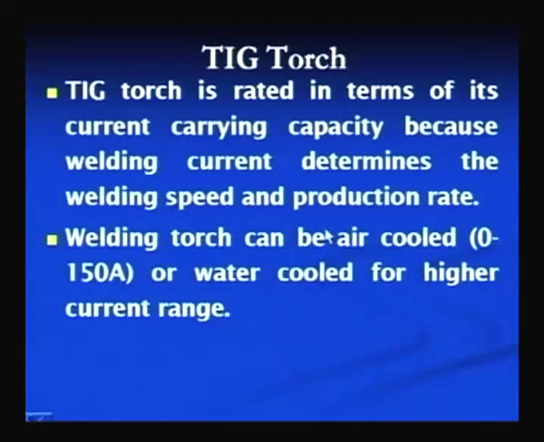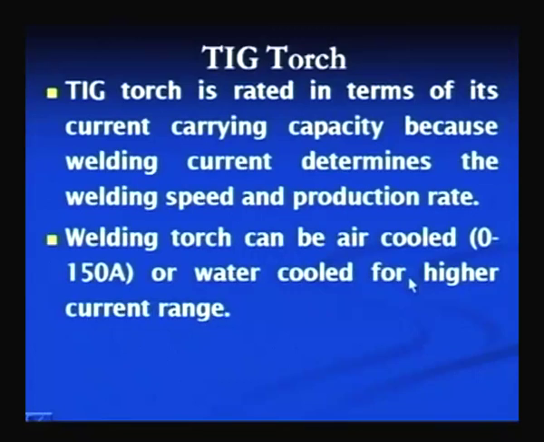The welding torch can be of the air cool type for the lower current range, and the water cool type for the high current ranges. Say, 0 to 150 ampere welding torches are normally air cooled, because whatever heat is generated due to the flow of current up to this range is dissipated under the normal cooling provided by the ambient air. But if the welding torch is to handle a higher current, in the range of 150 to 1000 amperes, then a water cooling system is used to maintain the temperature of the torch within safe limits.